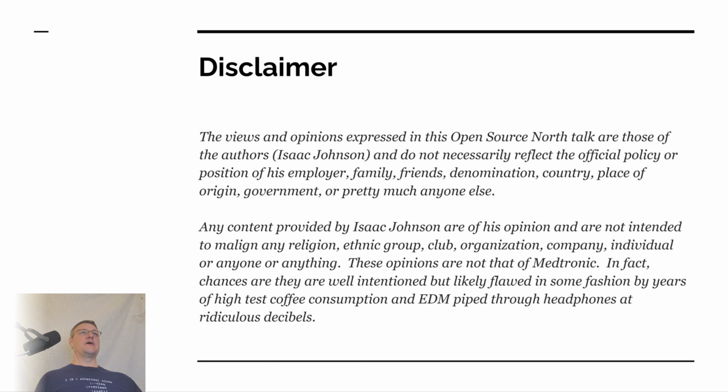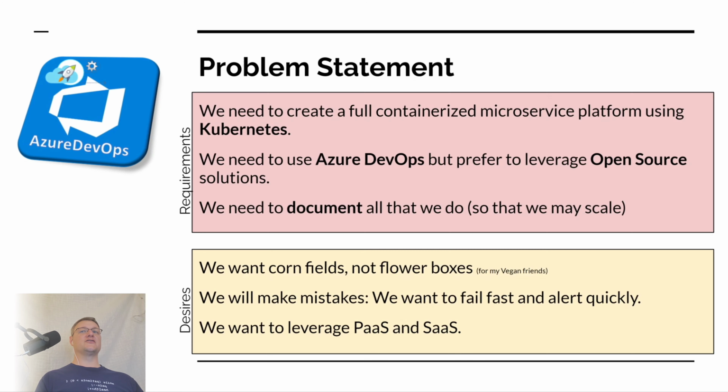So let's talk about our problem statement. What are we trying to achieve here? Because when I say full stack CICD, I'm biting off quite a lot. What we need, our requirements, is we need to create a fully containerized microservice platform using Kubernetes. We need to use Azure DevOps. That's a thing that we've decided upon.